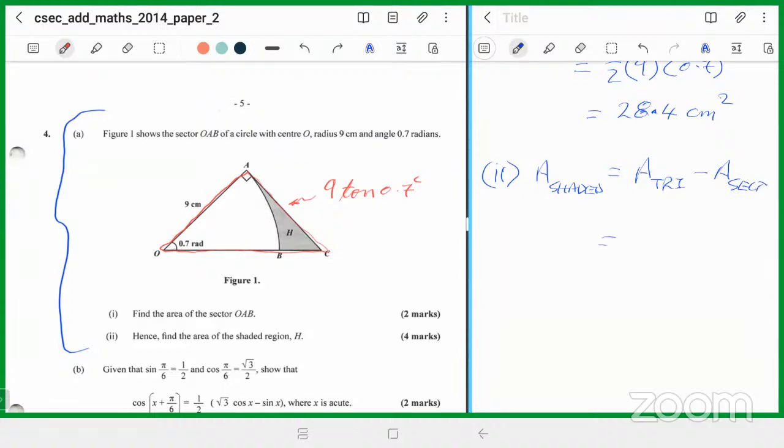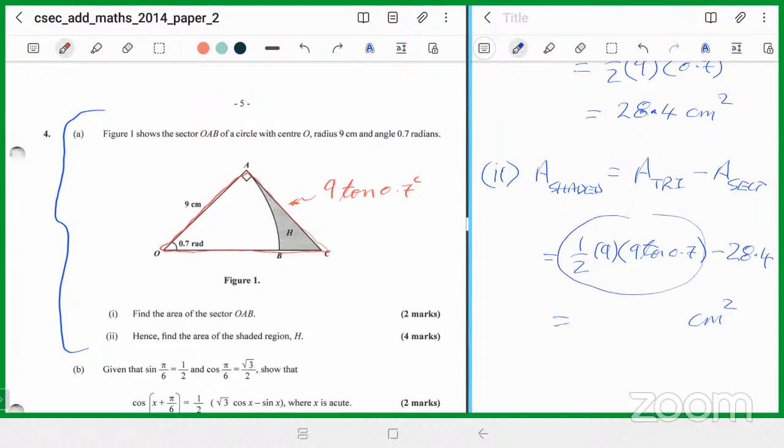And so the area of the triangle is half the product of these two sides. Right? So make some space and write it. So it becomes equal to half. This is the base and this is the height. I'm going to write half of 9 times 9 tan of 0.7. That gives us the area of the triangle minus the area of the sector, which is 28.4. And then we can drop all of this in the calculator and give a one answer in centimeters squared.